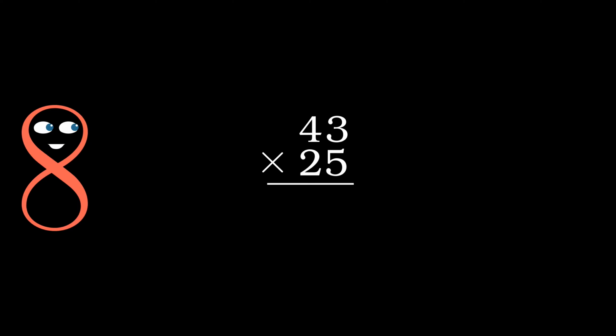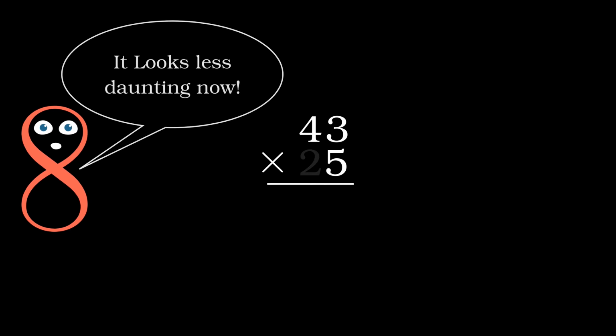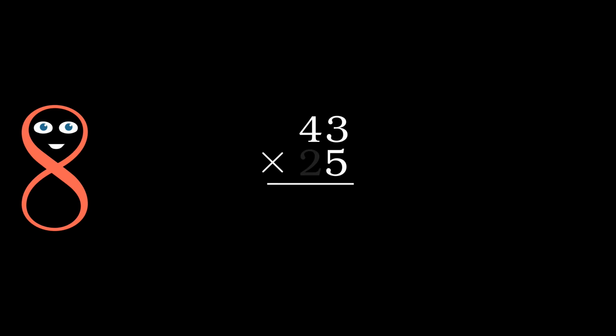To make things look a bit more familiar, ignore the tens digit of the second number for now. And what we have here is the example we worked out previously. Once again, we start with the ones. 3 times 5 equals 15. But we can only write 5 down in the result for now. Then we move on to the next pair of numbers. 4 times 5 equals 20.